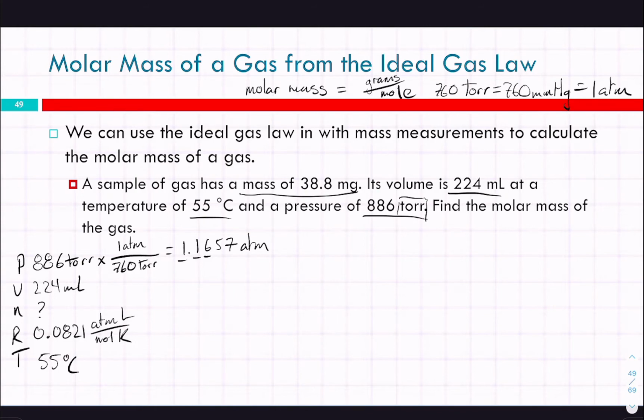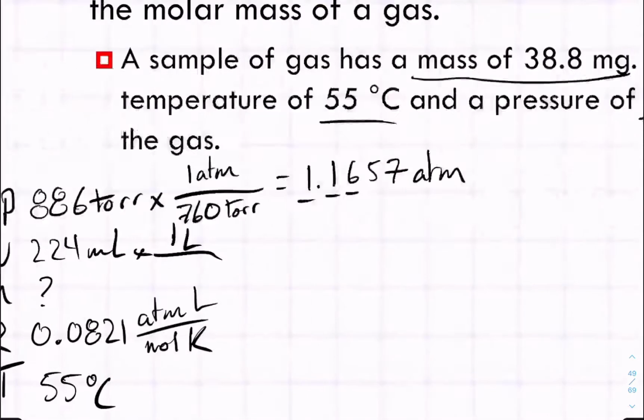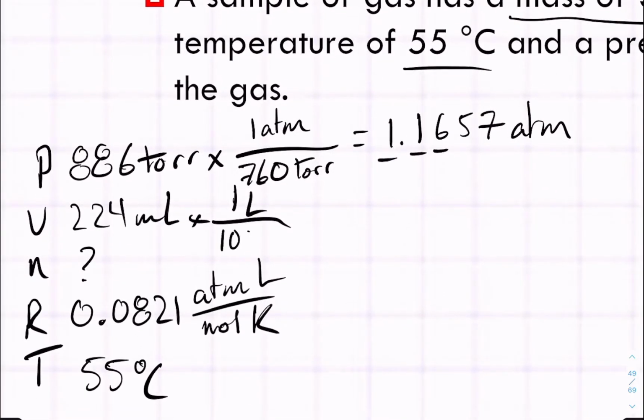How do we convert milliliters into liters? Thousand milliliters in a liter, yeah. So if we want liters, then we're going to put liters on top. This is getting really congested here. We do this. So we'll divide by 1,000 milliliters. Or you can take the decimal place and move it over 3 places to the left. So this will be 0.224 liters.